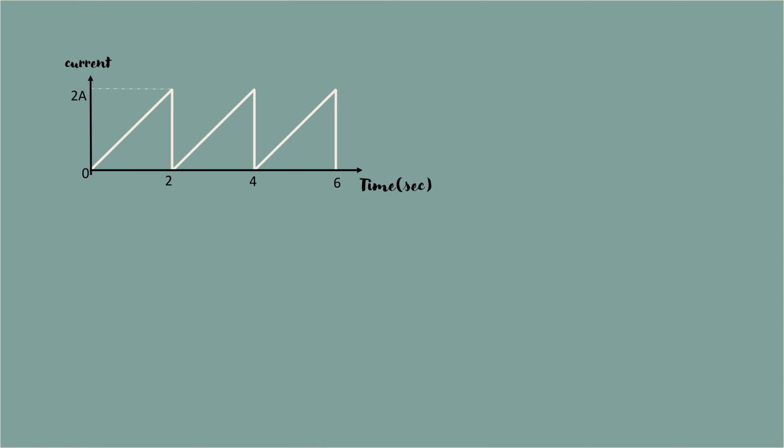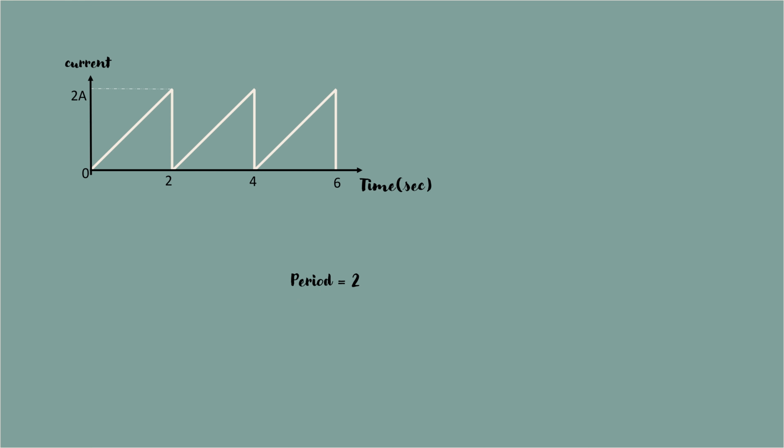For easy understanding, let's consider this waveform. In this waveform, the region between 0 to 2 seconds is repeated regularly. This region is called the cycle of this waveform. Therefore, the period of this waveform is 2.